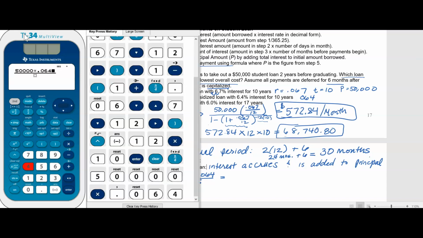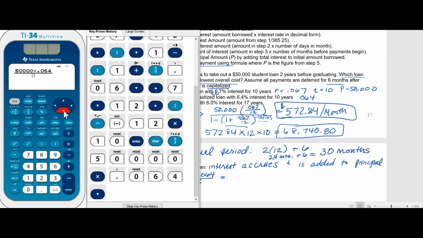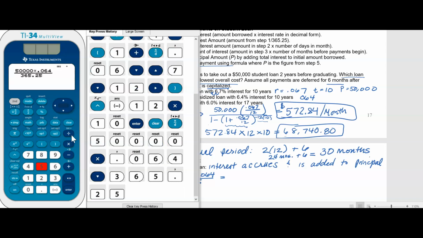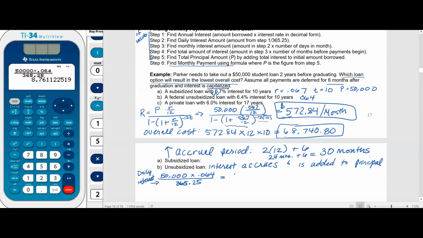And then we're going to divide. So I'm going to go down. If it cooperates, there we go. And 365.25, and then enter. And you can see we get lots of numbers after that decimal point. We're going to round like you would any dollar amount to two numbers after the decimal place, so $8.76, and that's per day.